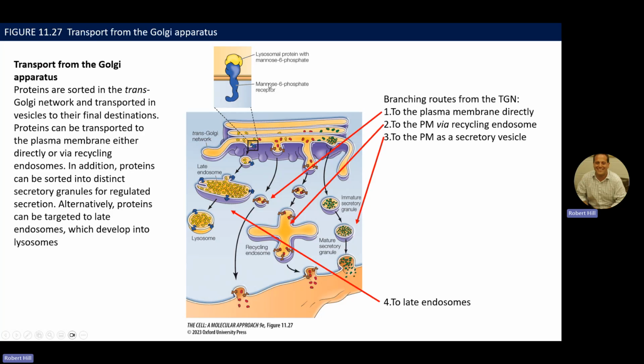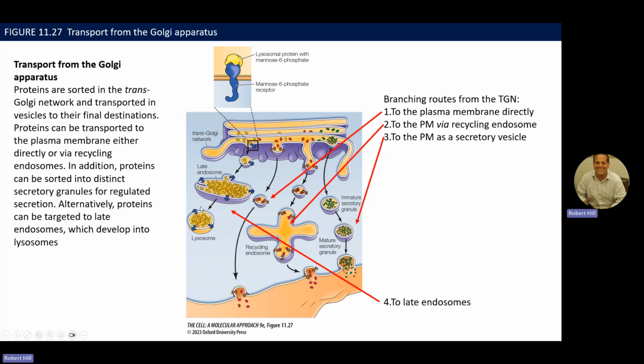Now this is a specific receptor, this mannose-6-phosphate receptor. So this is what specifically targets the particle for a lysosome. But here you have a late endosome that's produced as an aggregation of all these vesicles that come out of the ER.